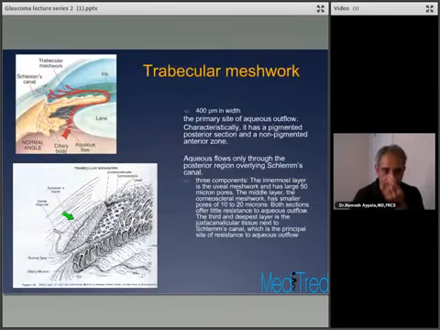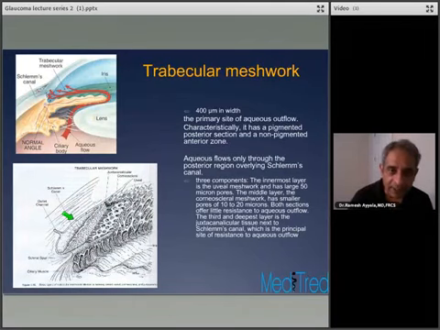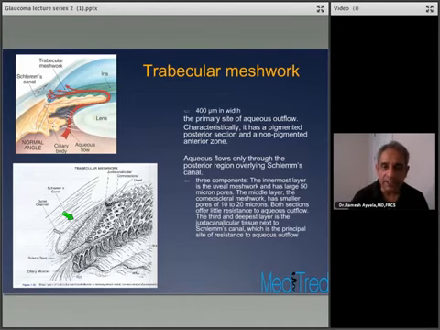Now let's talk about the trabecular meshwork itself. It's about 400 microns wide. It's the primary site of aqueous outflow pathway. Characteristically, it has a pigmented posterior section and a non-pigmented anterior zone. Aqueous flows only through the posterior region overlying the Schlemm's canal.